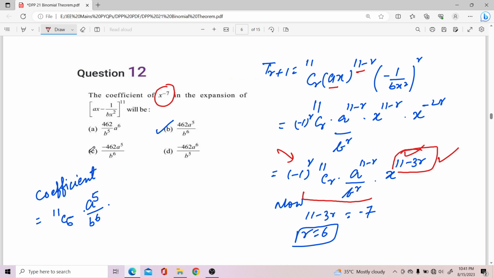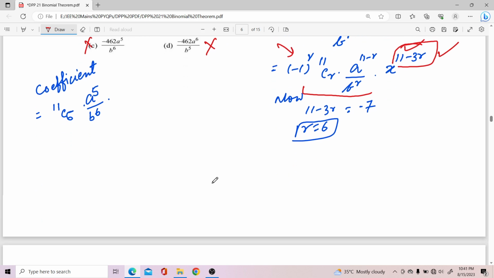Now you can match the expression. Here it is a raised to 6, so this cannot be the answer. Here it is negative, so this cannot be the answer. Here it is negative, so this cannot be the answer. So B is the right answer. Without calculating, ultimately we have got the answer of this question. So let us move to question number 13.